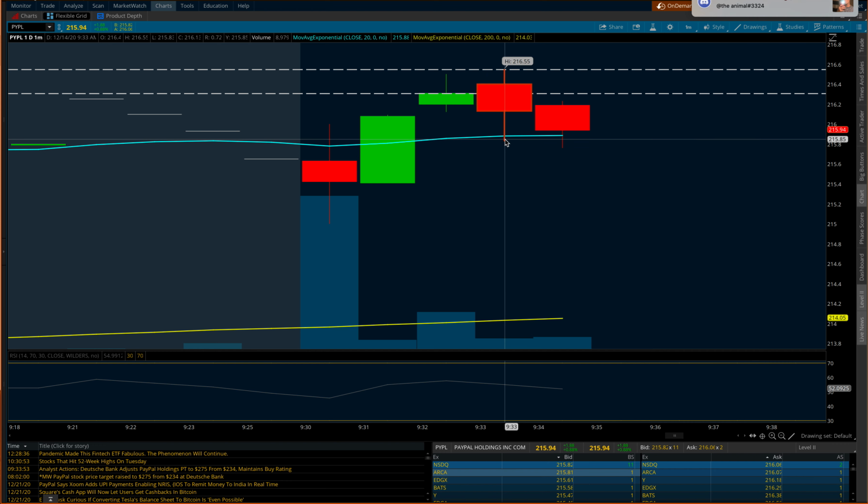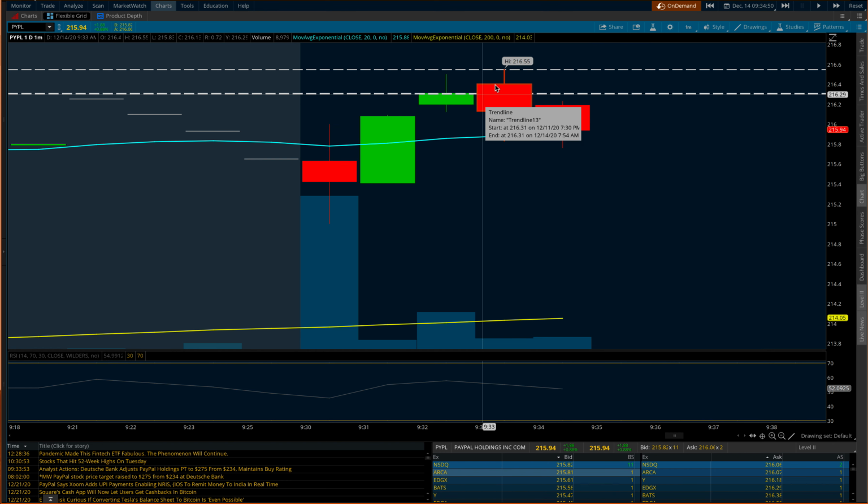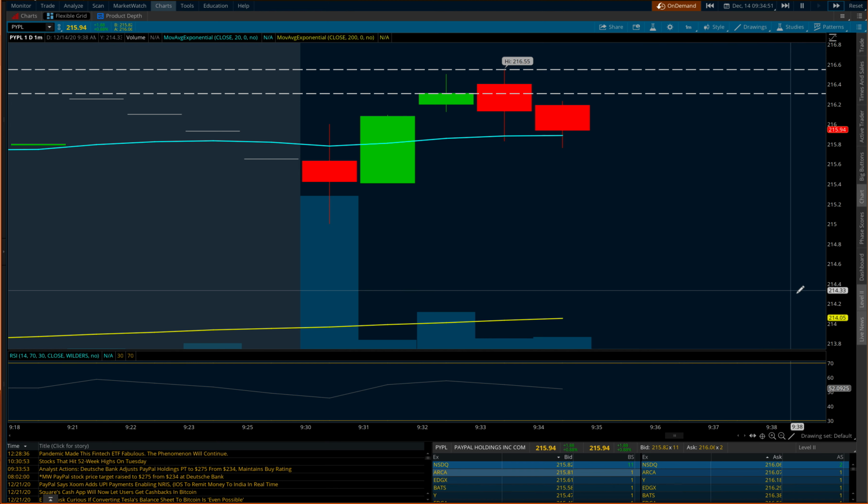Obviously, it came down, filled that gap, filled this gap right here, came down, and now we're at this candle right here. We're waiting, and we're still looking at the stock, because if it breaks and it does not have a gap this time, that's going to be our entry. So let's play, see what happens with this.